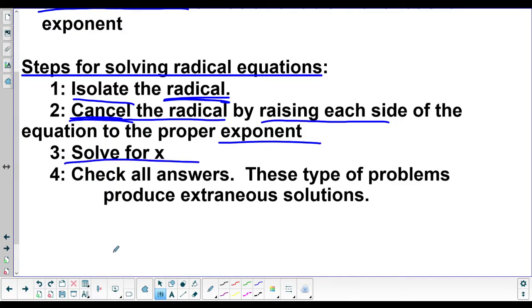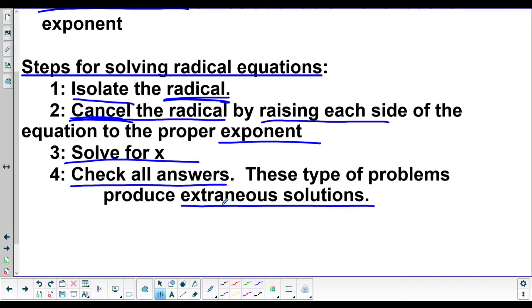Here's the part you're not going to like, because you're lazy and there's no nice way to tell. I mean, there probably is a nice way to tell, but it's easier to just tell you to check everything than to try and teach you the exceptions and the rules and the nuance of radicals. So we're going to have to check all of our answers, which means plugging them back in, because we can get these things called extraneous solutions.